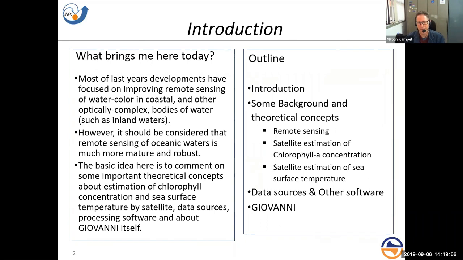So the basic idea here is to comment on some important or basic theoretical concepts about estimation of chlorophyll concentration and sea surface temperature by satellite, also mentioning some data sources, processing software, and of course Giovanni itself. So I'm going to present some very basic background and theoretical concepts in remote sensing, satellite estimation of chlorophyll concentration and sea surface temperature, a list of data sources and other software, and about Giovanni.